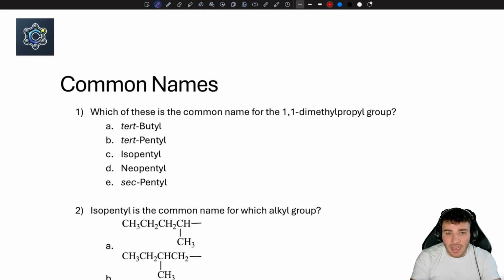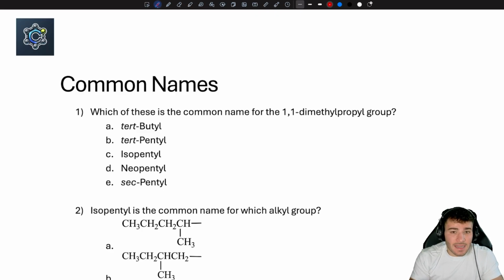Now, some of the common names that you might remember from the instructional video have to do with either the 4, 3, or 5 carbon groups, specifically propane, butane, and pentane. And I want to specify that some confusion may be that the common names are more important when they're attached to a larger group. When they're attached to a larger group, you have to name it as a substituent. And so that's when these common names become important.